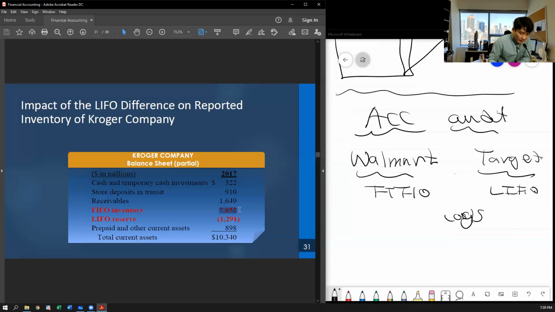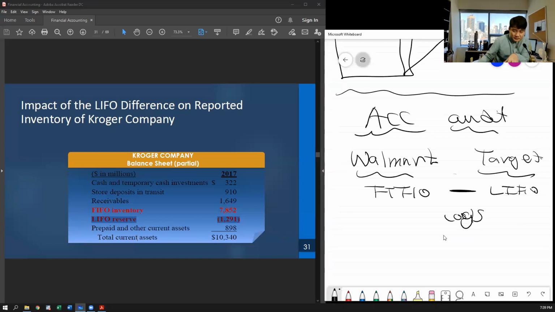So for FIFO inventory, the ending inventory is 7,800. Had the company adopted LIFO, the ending inventory would decrease by 1,200. So this note to the financial statement is provided for investors to be able to compare between companies that adopt different approaches. The LIFO reserve is basically the difference between these two.